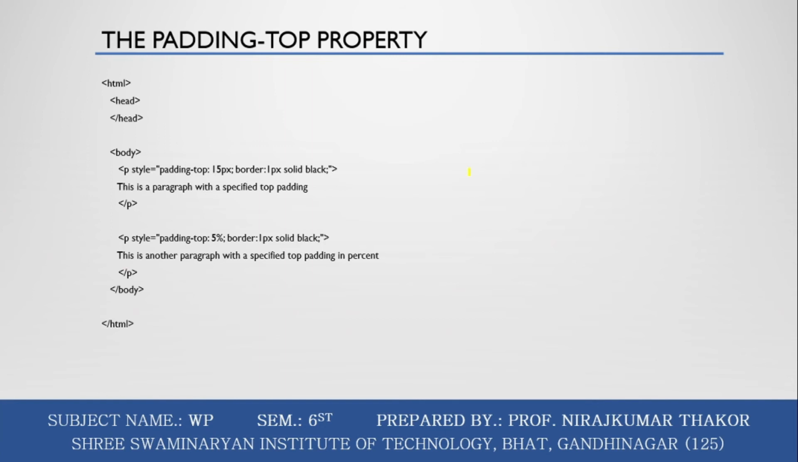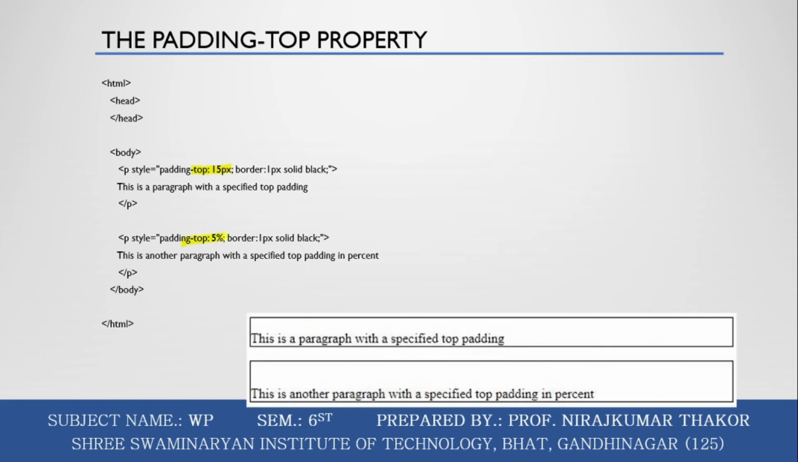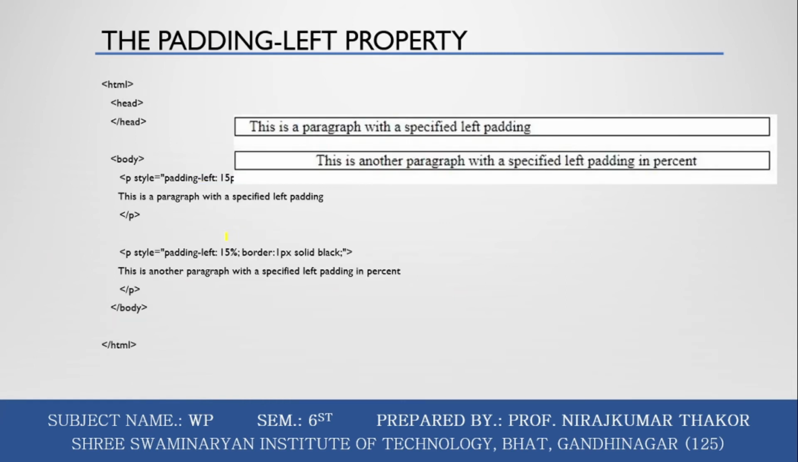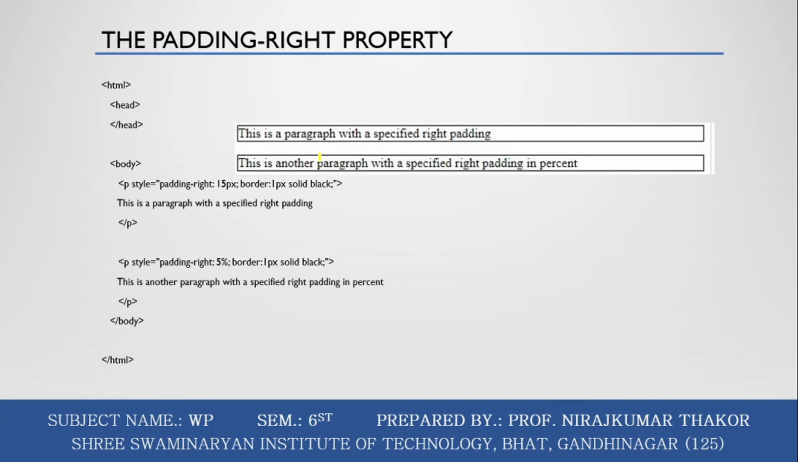Now the padding-top property. Padding-top 15 pixels and here 5 percent. This is the output. Now the padding-left property. Padding-left 15 pixels and padding-left 15 percent. This is the output, 15 pixels and 5 percent. And this is padding-right.